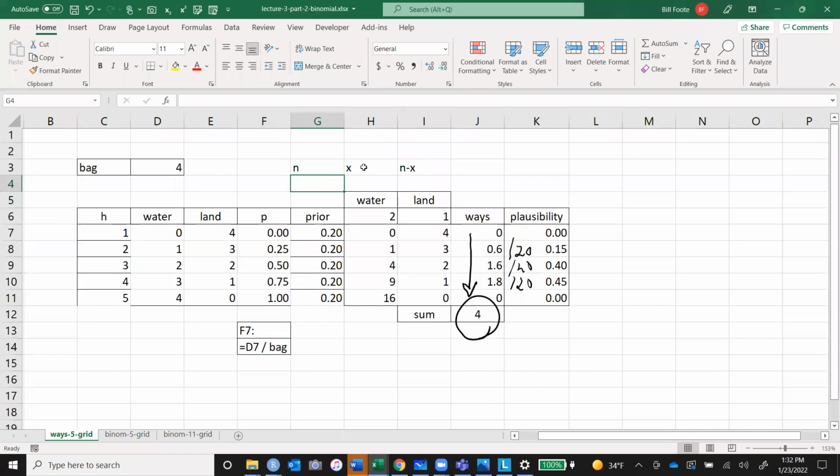So we have 3 observations. 2 will be water, and N minus X will be land. Of course, I don't like anything hard-coded. That doesn't have to be. So we will laboriously do it this way.